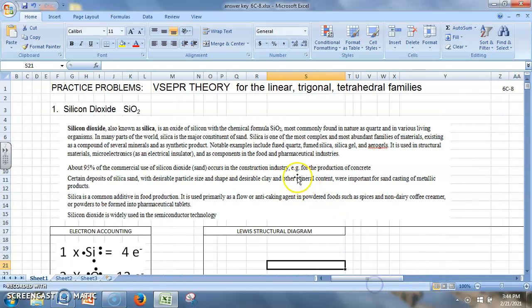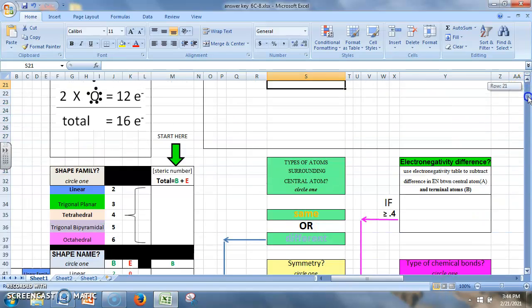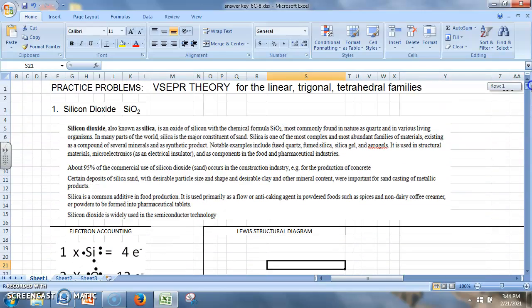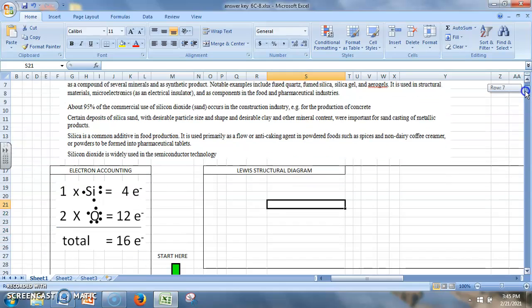In 6C8 we are determining the shapes of molecules by interpreting the Lewis structure and using the valence shell electron pair repulsion theory. On our very first molecule, we are supposed to determine the shape of silicon dioxide and fill out all the various information we have on that molecule on the page underneath silicon dioxide. So here we go. Let's first of all do the Lewis structure for silicon dioxide.